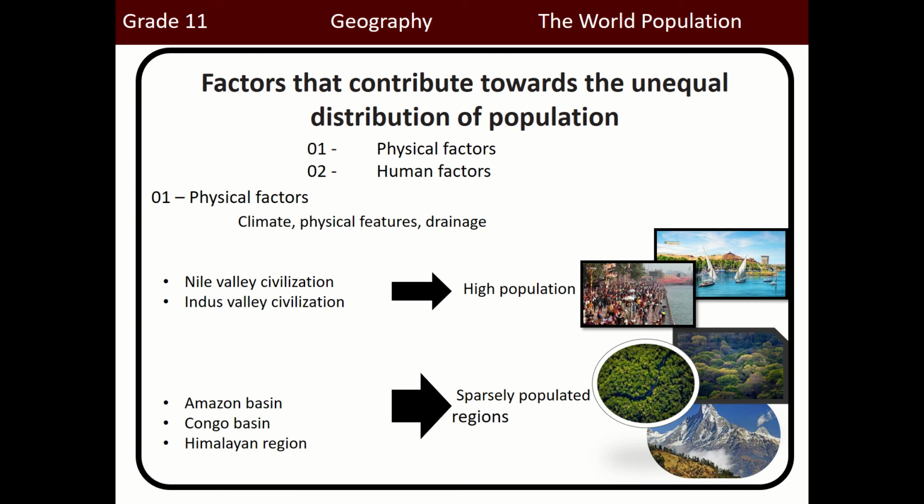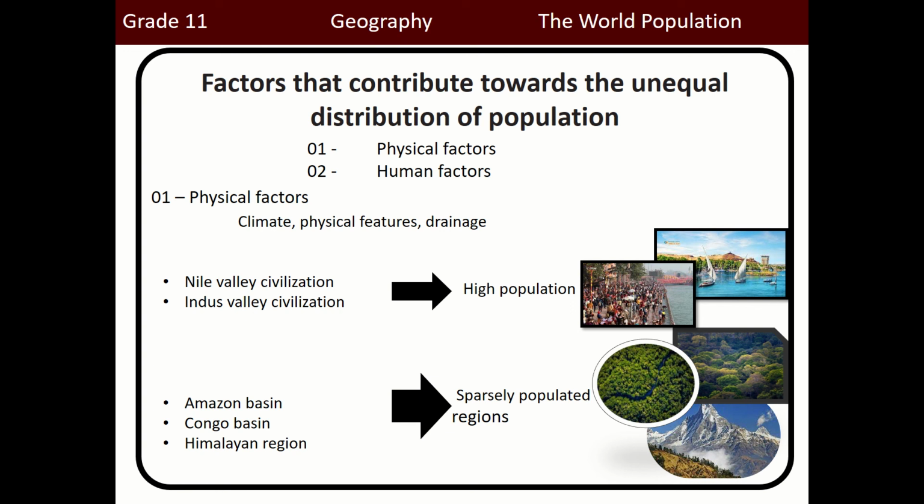Variations in the climate on the earth have positively and negatively affected the population distribution in the world. Plains, river valleys, and places with fertile soil with a tropical or a temperate climate have become areas with a high population. Children, there are two examples for highly populated regions due to physical factors like climate, physical features, drainage: the Nile Valley civilization. In addition, the Indus Valley civilization also.